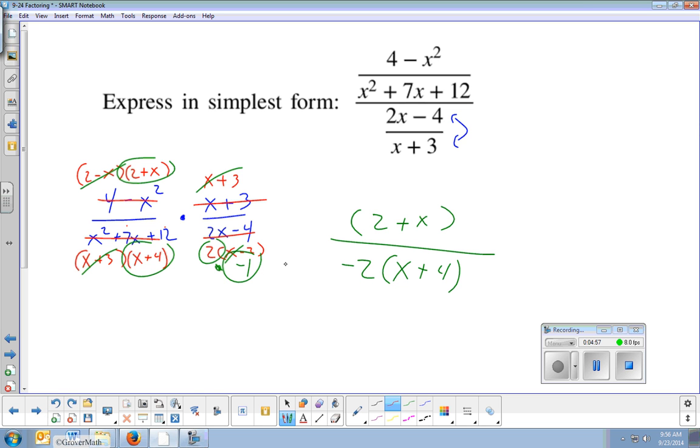Now again, just before, say I did leave the negative 1 up here instead, then I would have a negative here, and this would be positive, and so on. And then, you have the option of, should I distribute this? You can, but you don't have to. So there's a lot of different ways to express the answers to these problems sometimes.